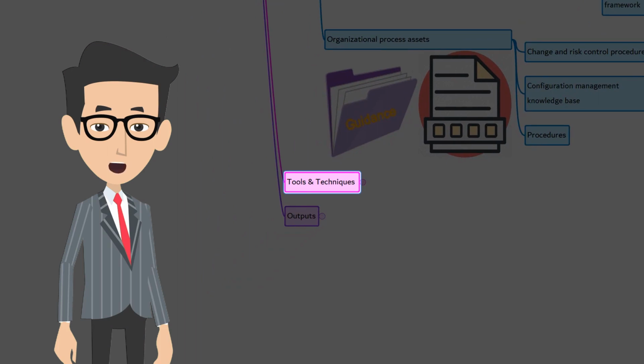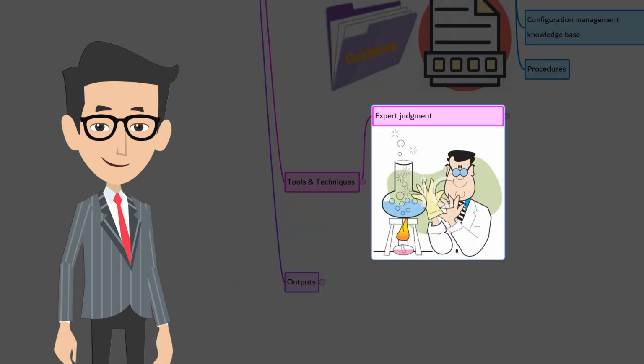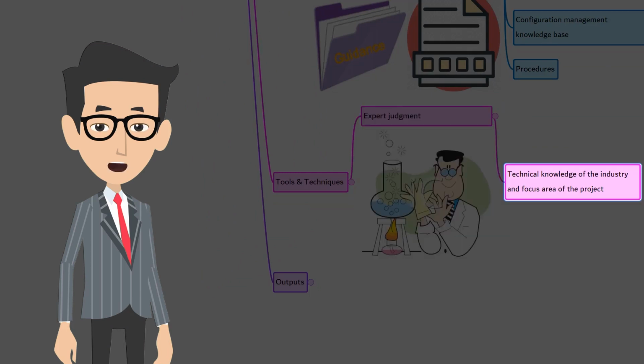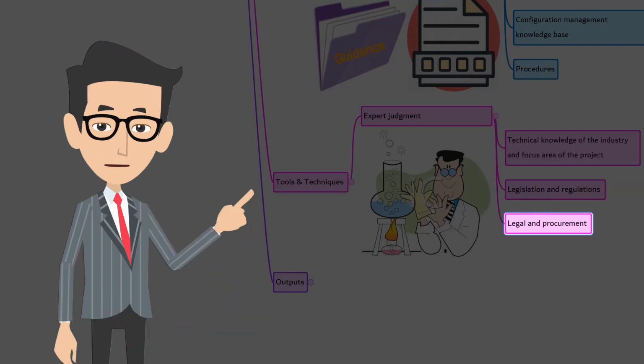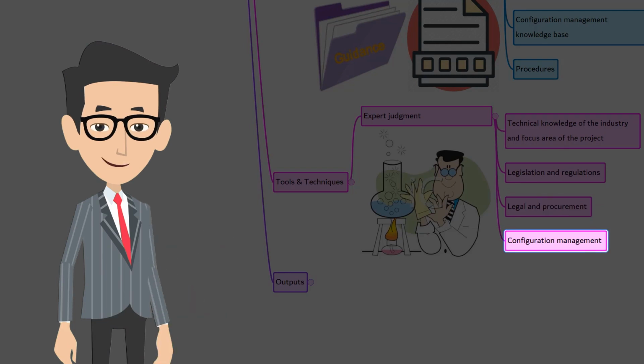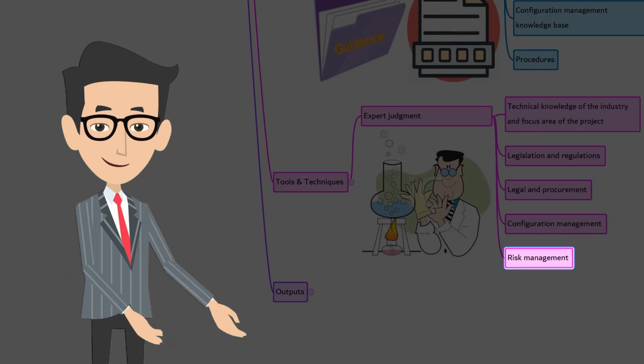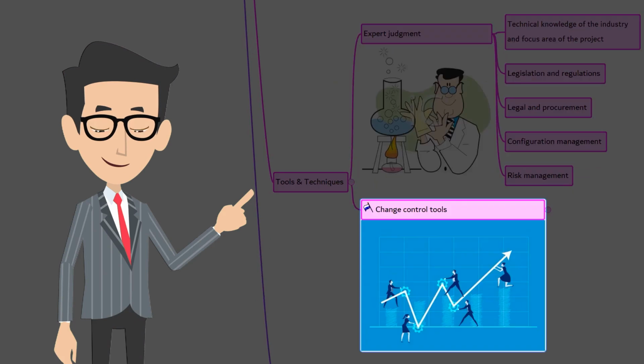All right, now let's move to tools and techniques. The first one is expert judgment. For this process, the experts can be from technical knowledge of industry and focus area of the project, legislation and regulations, legal and procurement, configuration management, and risk management.